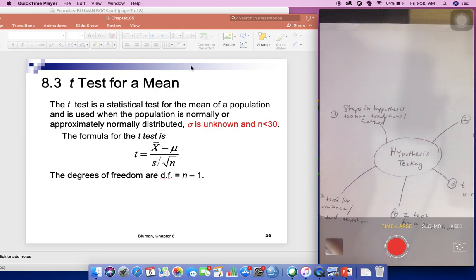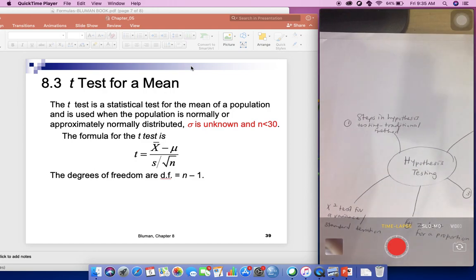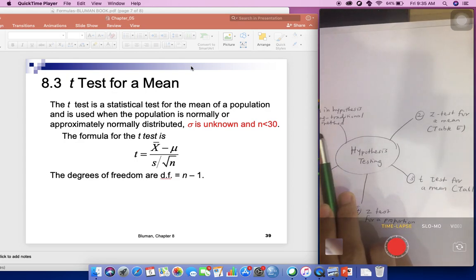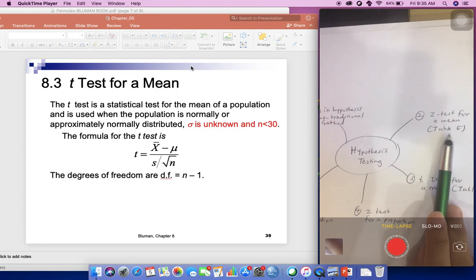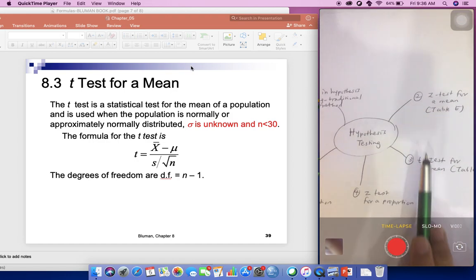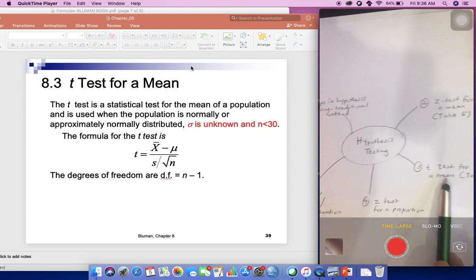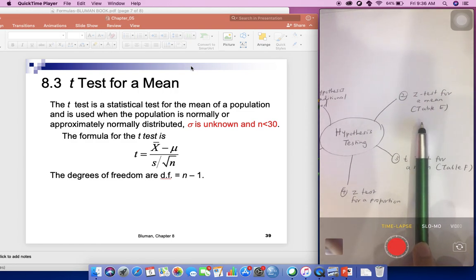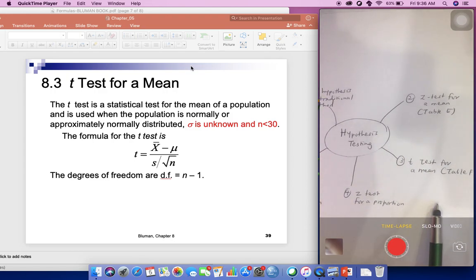So we can see that in hypothesis testing, we have covered the first one, the traditional method. This one is finished, and then we also covered the second subtopic, which is a z-test for a mean. So today I will cover the t-test for a mean. You must remember that the difference between z-test and t-test is the difference of a table. So table E for z-test, table F for t-test.